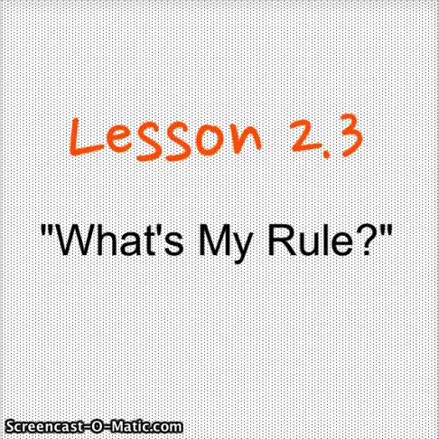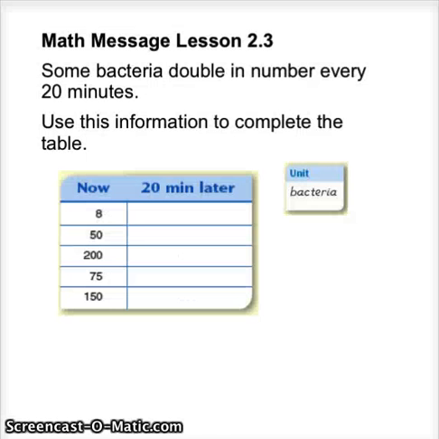This is lesson 2.3 called What's My Rule? First problem says, some bacteria double in number every 20 minutes. Use this information to complete the table.